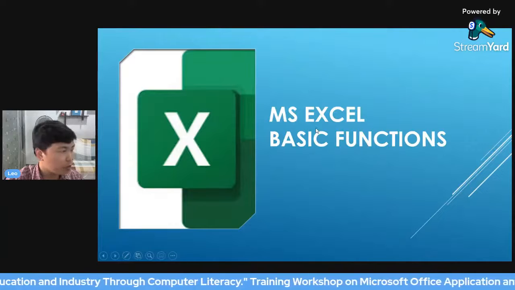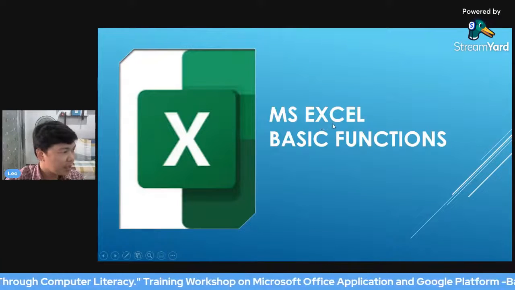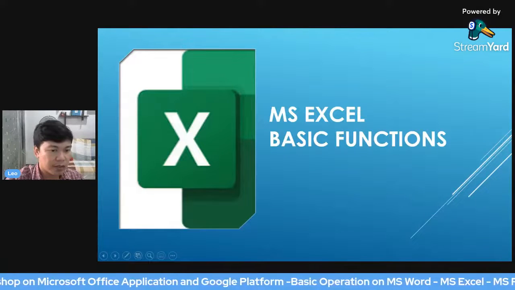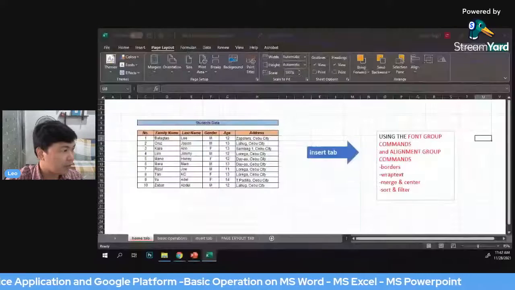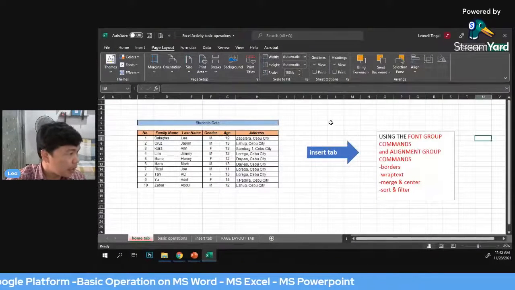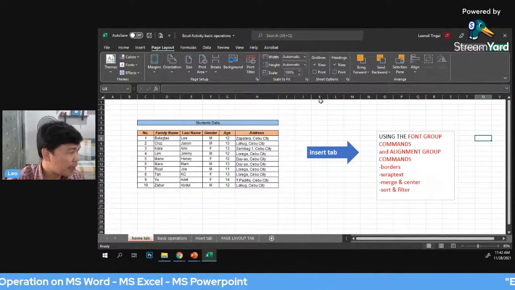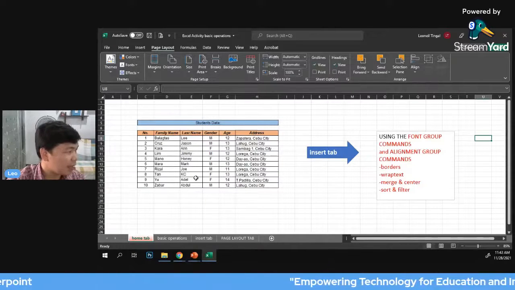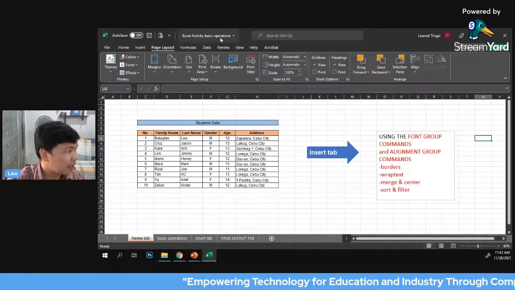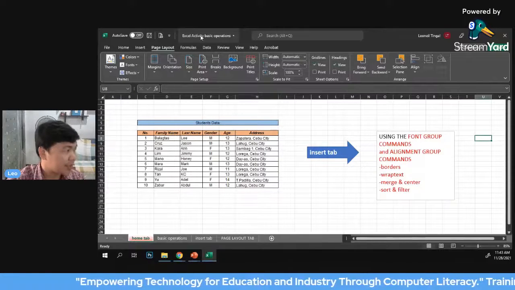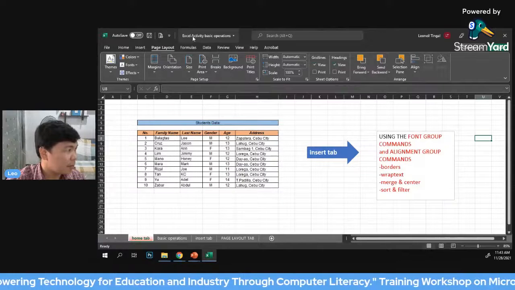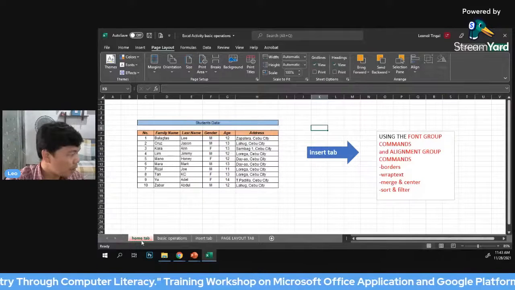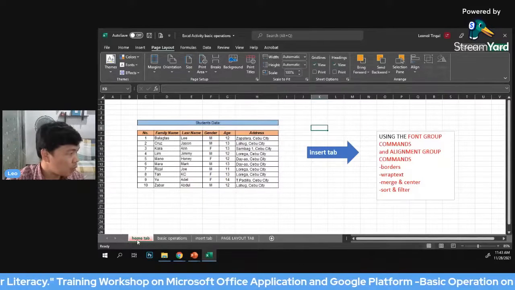Next, MS Excel basic functions. We're going to navigate Microsoft Excel and its basic functions. For example, assume that I already have Microsoft Excel open with this workbook. The title of this workbook is Excel Activity Basic Operations, and we have here Sheet 1, which is the home tab.